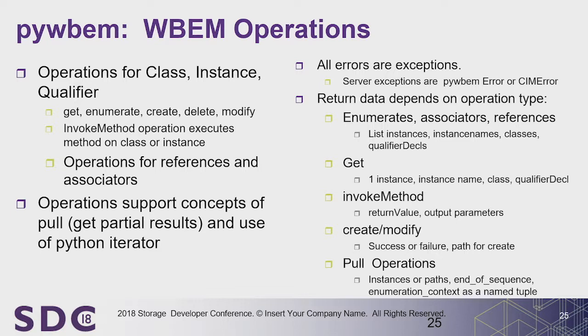Okay, all errors, every error that occurs comes back typically as an exception to the user in PyWBEM. So all errors, in essence, are out of band. If I ask for something and something is wrong, I'll get an exception. The return data depends on the operation type. Obviously, enumerates, associators, and references return lists of things, instances, names, classes, etc. A get returns one of an instance or a name or a class, etc.